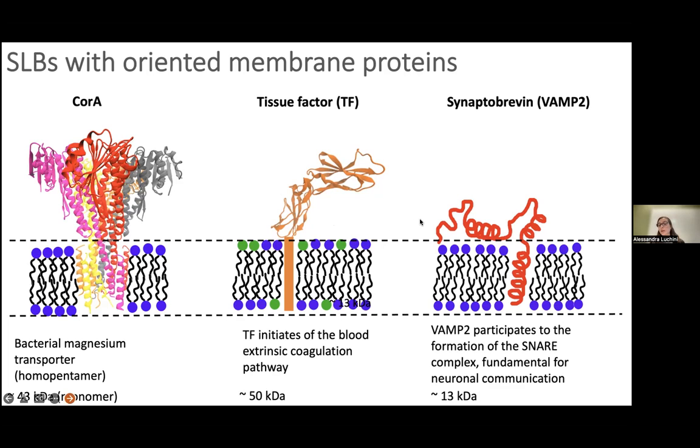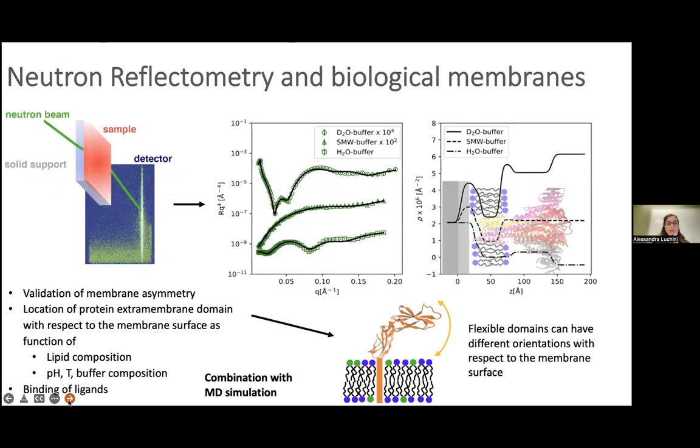And in all these three cases, we were able to prove that the peptide disc method could, first of all, form supported bilayers of good quality, so with good surface coverage, and retaining the orientation of the membrane protein in the bilayer.